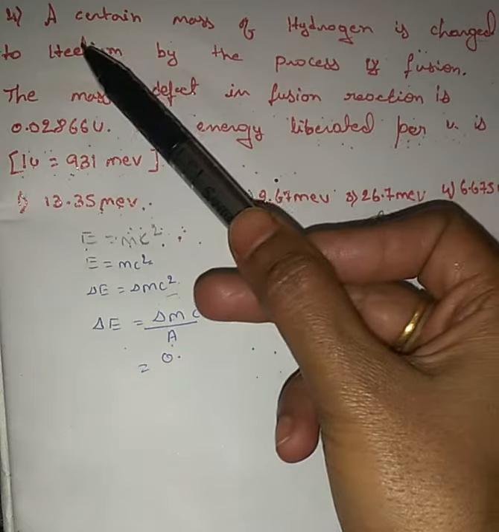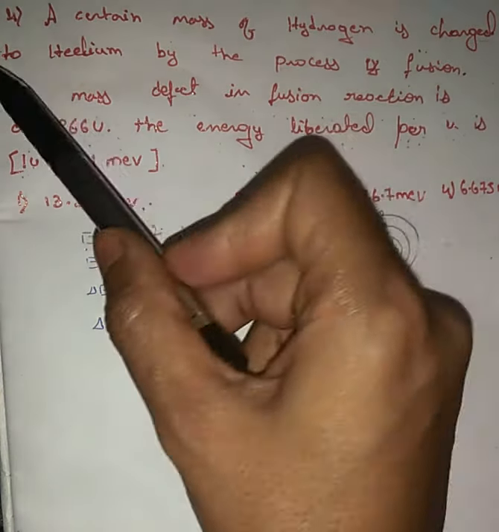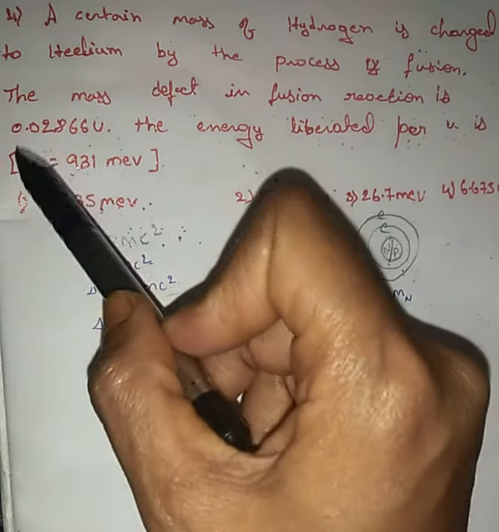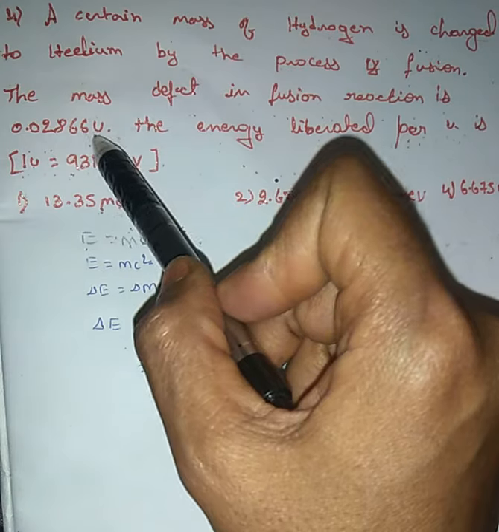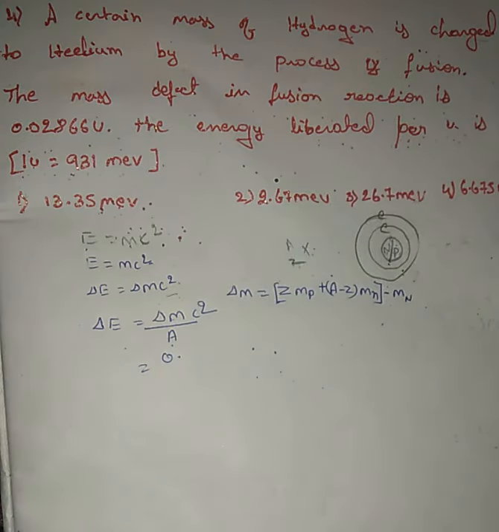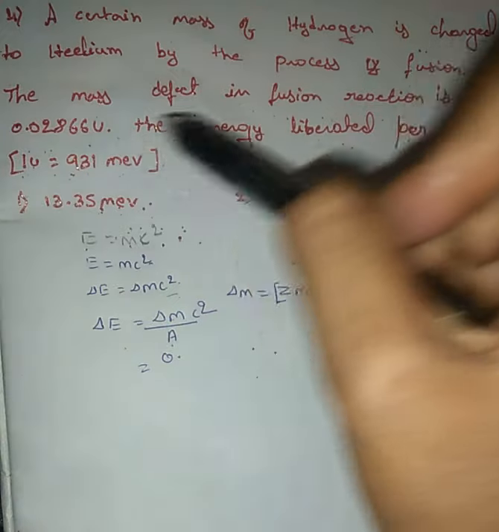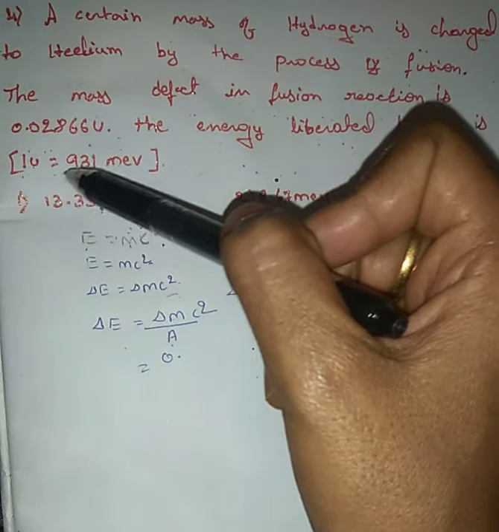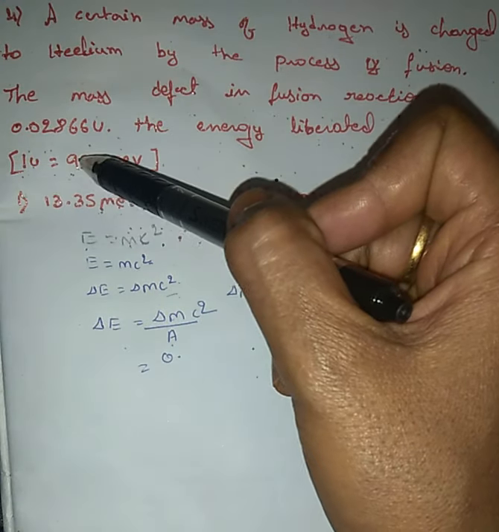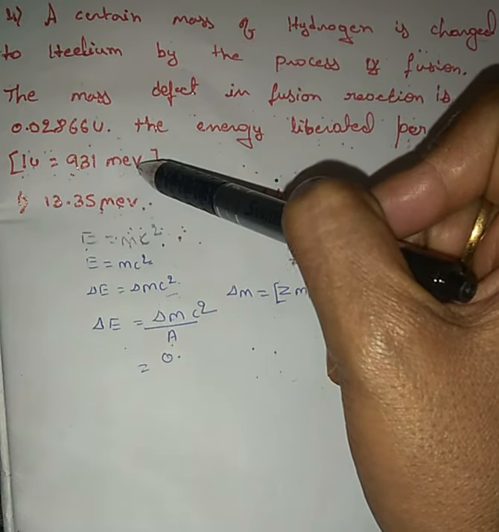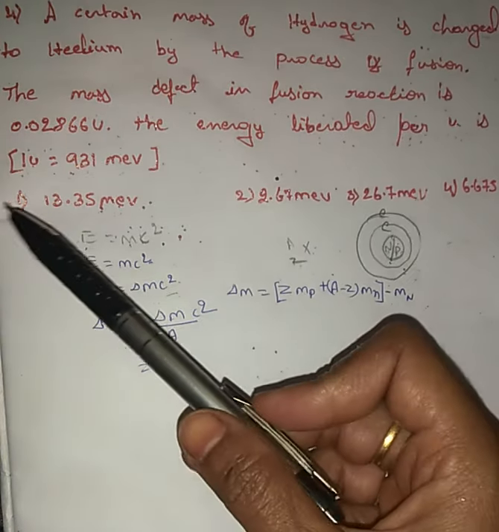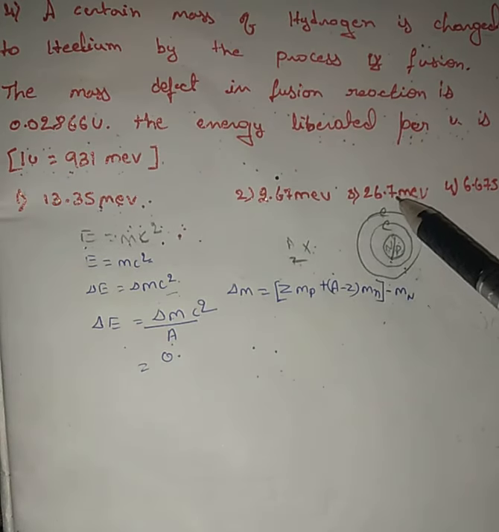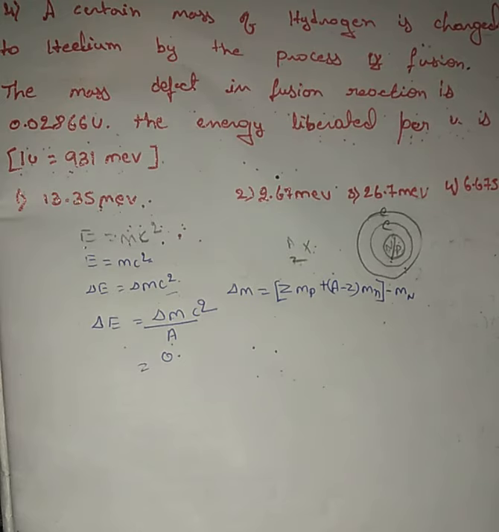Here is the question: a certain mass of hydrogen is changed to helium by the process of fusion. The mass defect in the fusion reaction is 0.02866 u. We have to calculate the energy liberated per nucleon. 1 u is equal to 931 MeV. The options given are 13.35 MeV, 2.67 MeV, 26.7 MeV, and 6.67 MeV.